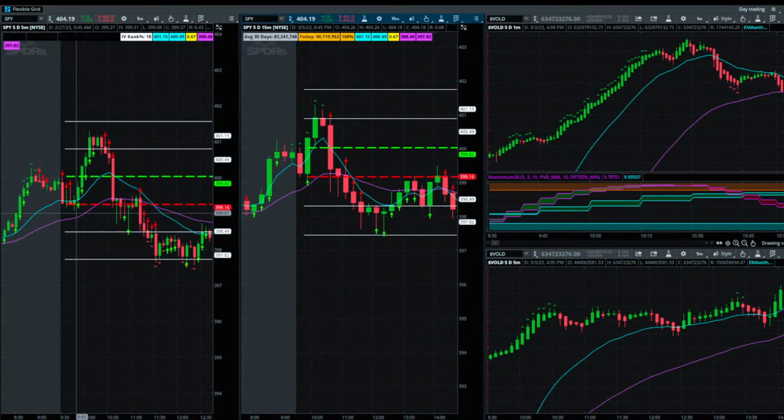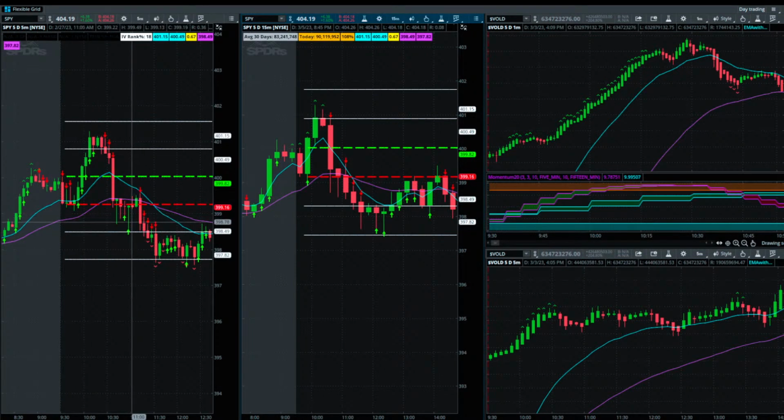But on this candle right here, obviously it pushed below support. So you would have thought, oh wow, we're pushing below support of this ORB. We should play a put down to 398.5. However, if you did that, you would have gotten absolutely burned.